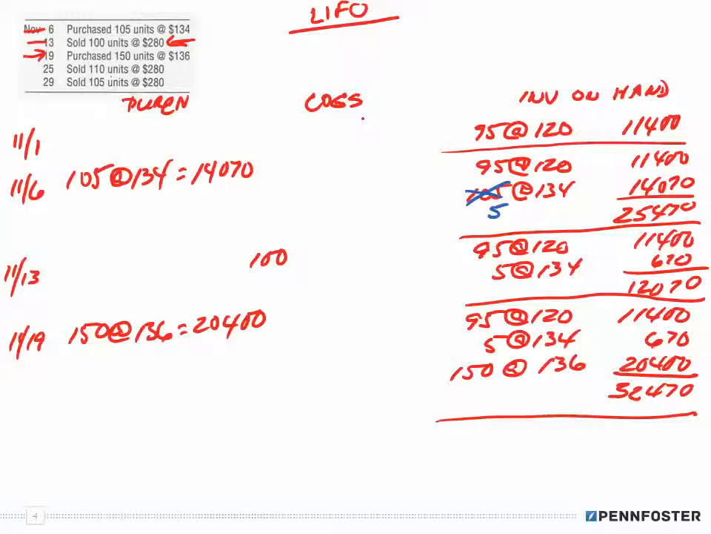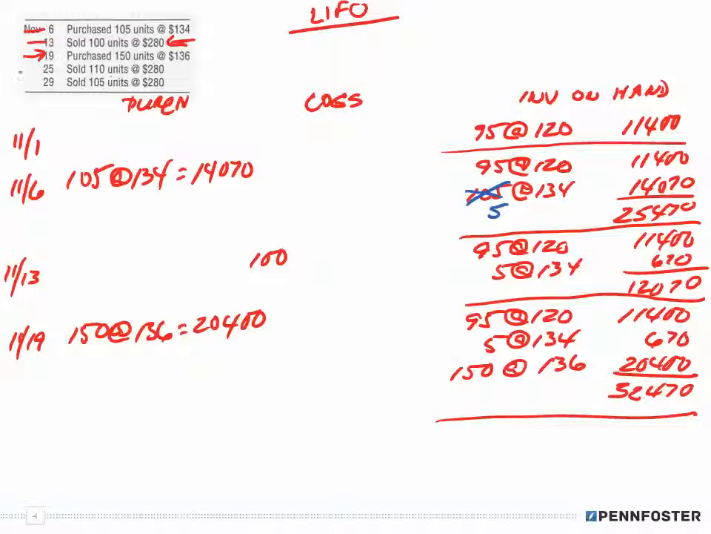When you make the sale, you open up the refrigerator. Since we're doing the last ones in, which ones were the last ones in? The 105. So we took out the 100. So our 95 are still in the back, and we had 5 that were still in the front. Okay, and we closed the door. Now we open up the refrigerator because we're buying more, so we have to push the 95 further into the back. We have to push those 5 more into the back, and now we put the 150 in front.